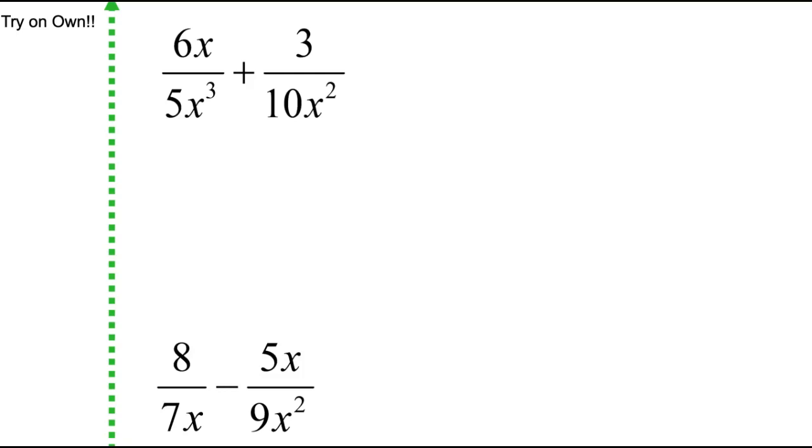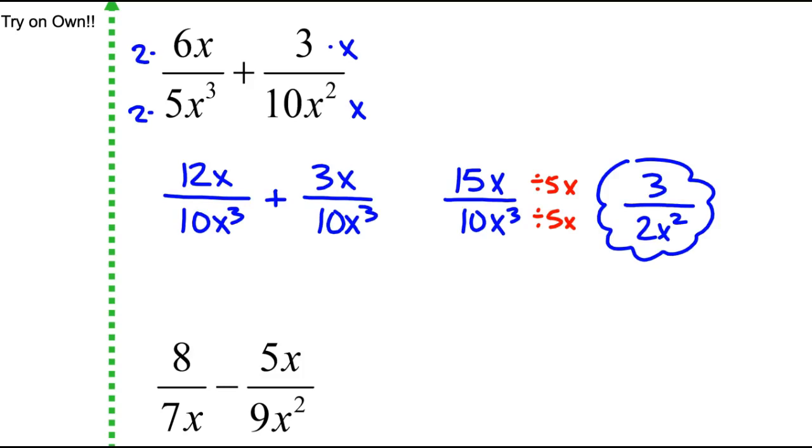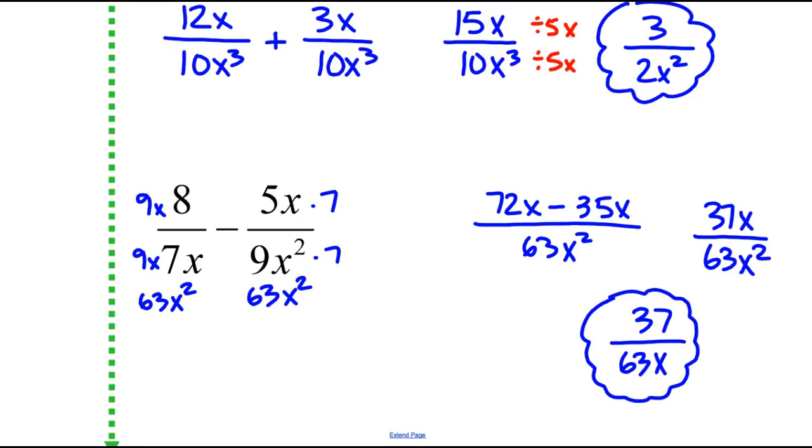You can try these on your own, so I'll pause this and let you try it, and then I'll put the answers up so you can pause it and work on them if you want a little extra practice and feedback. There's the answer for the first one, 3 over 2x squared. And the second one will be back to you after these messages. And we're back. And I got 37 over 63x.